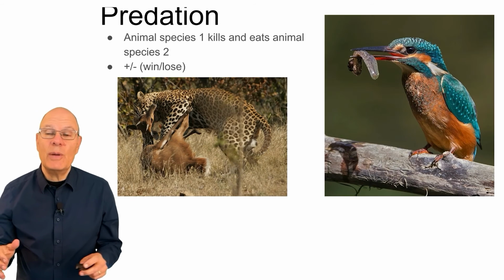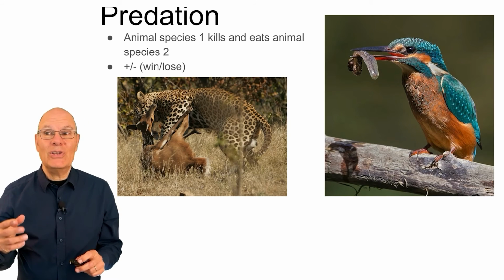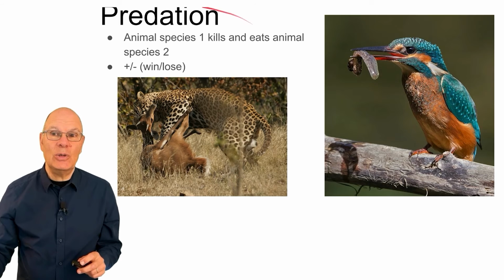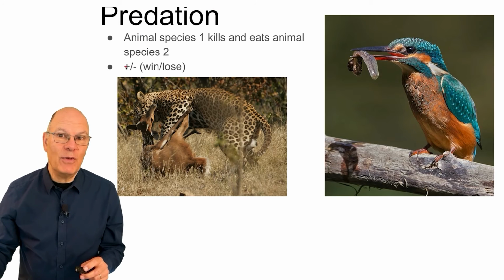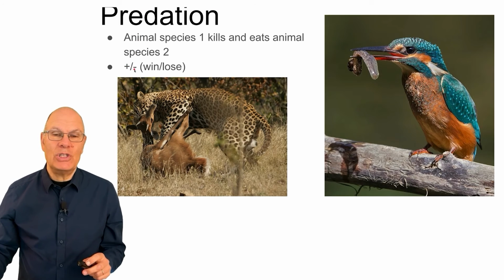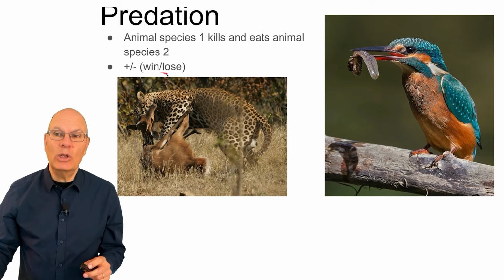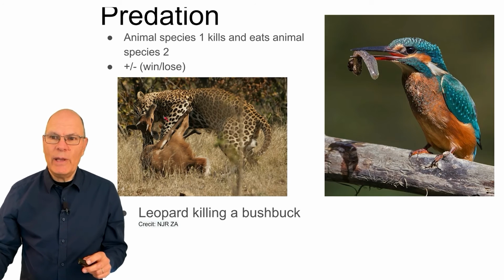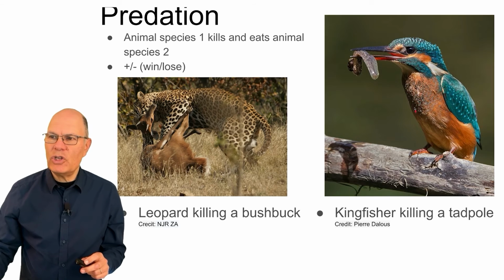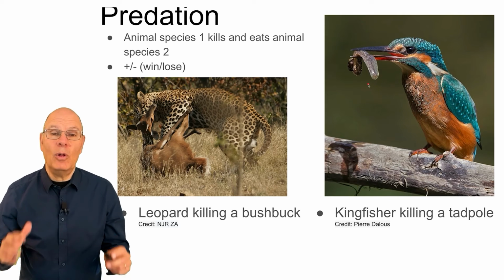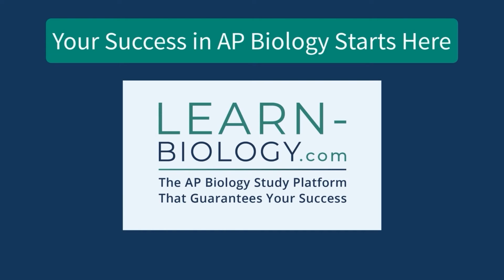Predation is a relationship where animal species 1 kills and eats animal species 2. It's obviously a plus for the predator and a minus for the prey. It's a win-lose interaction. Here we have a leopard killing a bushbuck, and here we have a kingfisher killing a tadpole. That's predation.